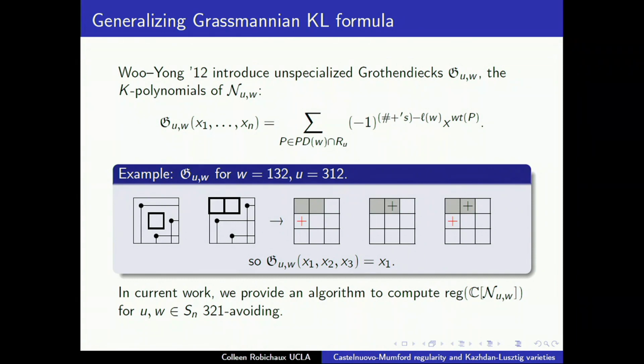And if we write out all of those pipe dreams, the only one that's going to survive is this middle one, giving us that this unspecialized Grothendieck polynomial for this particular pair is just going to be the monomial x1. Right, so this is going to squash many of the monomials that would ordinarily appear. But if we're starting with a very large permutation here, so if I would have started with the permutation u being 3, 2, 1, for example, then I would get everything. And so that'll tell me that if I take u to be as large as possible, then I'll just get the ordinary Grothendieck polynomial back.